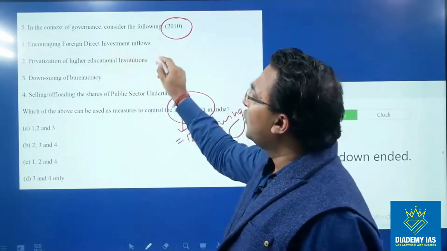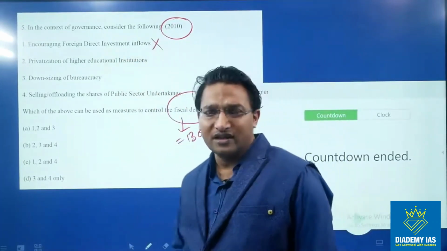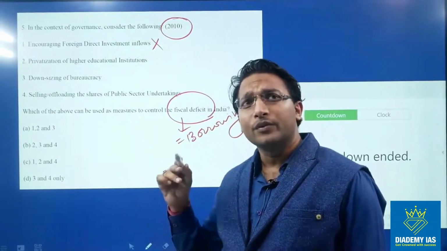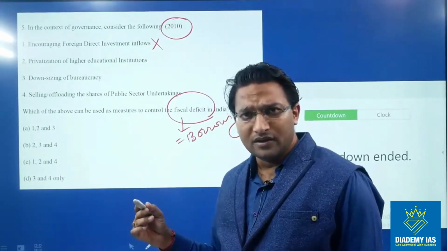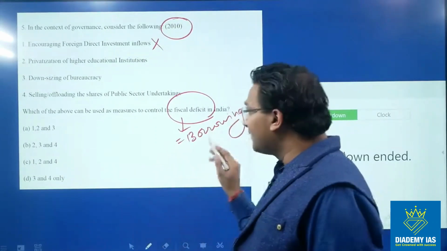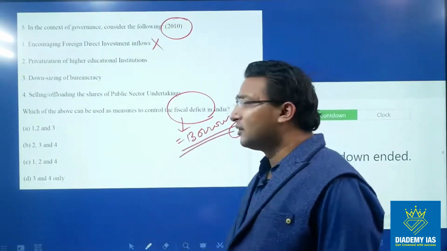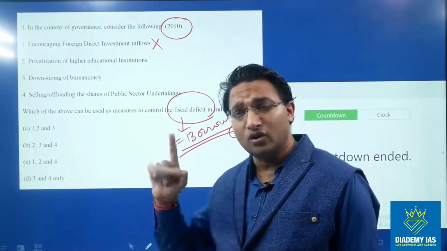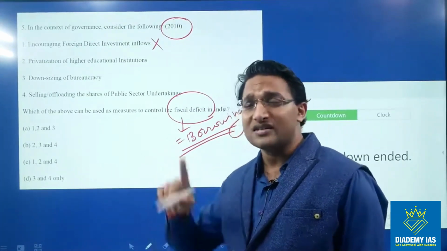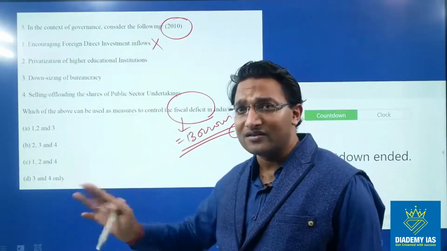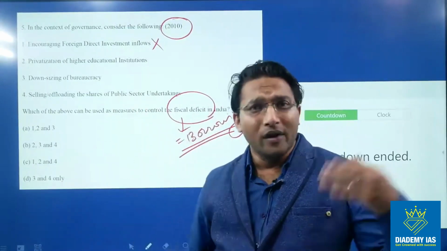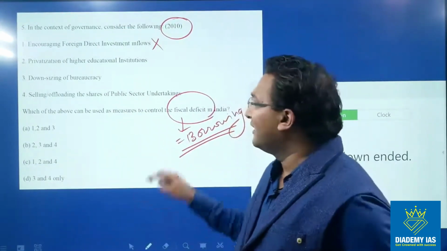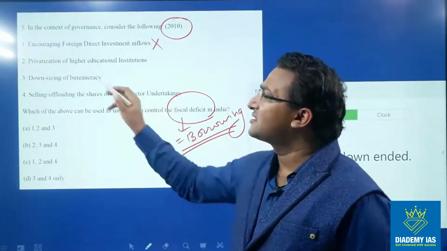Encouraging FDI will not have any impact on the fiscal deficit, because this has an impact on the BOP deficit, but it has not been linked to public finance. This has nothing to do with public finance. The fiscal deficit is basically to do with government finances. FDI has nothing to do with government finances. The money will come from one person and it will come to India and be invested somewhere. It has nothing to do with government finances.